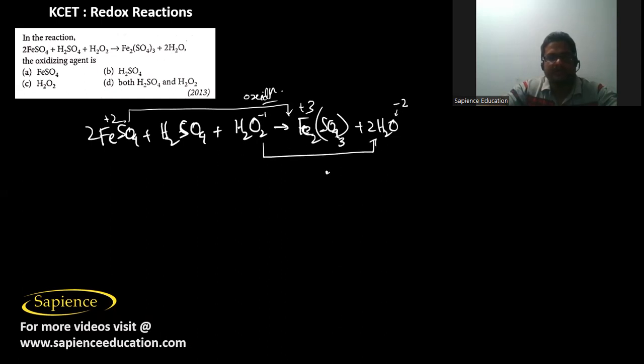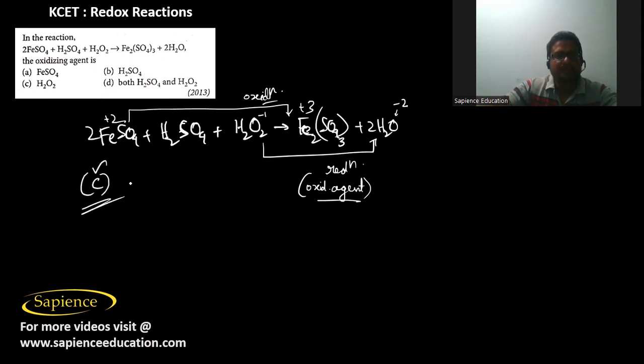So here there is reduction. So H2O2 itself gets reduced, so it is the oxidizing agent. So H2O2 is the oxidizing agent, and FeSO4 is the reducing agent, since an oxidizing agent should itself get reduced. So here, option C, H2O2 is the oxidizing agent.